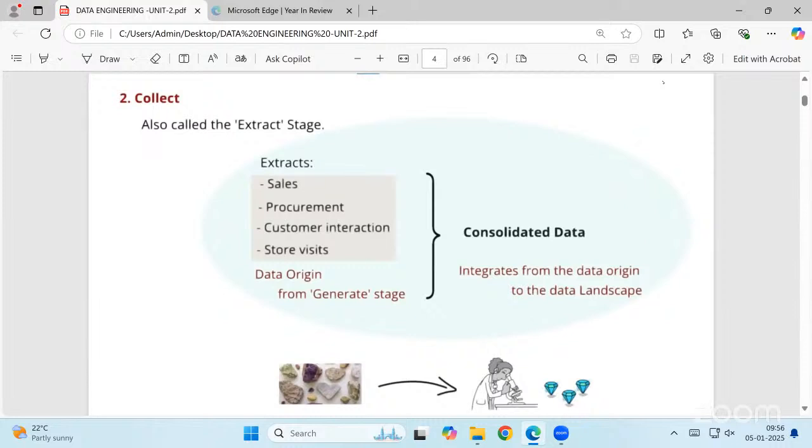Integrates from data origin to the data landscape. In yesterday's class, I gave one example: given an application form to 100 students, I need to consolidate it. Why? Because to do analysis on those 100 students, I have 100 papers, and analysis on 100 papers is a bit difficult. What I can do is consolidate all these 100 data sheets into a single sheet. Then that helps to do analysis.